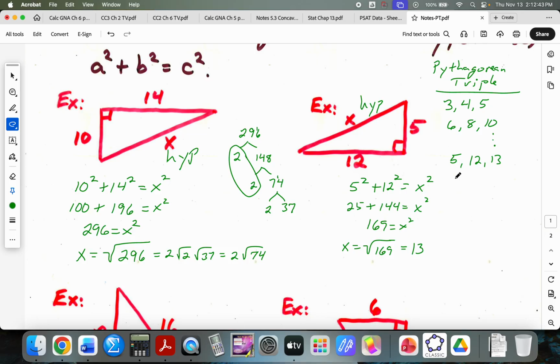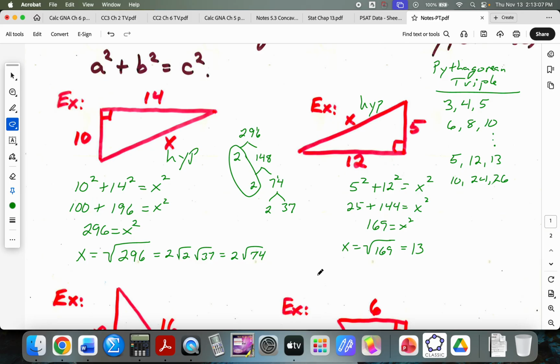And if you double that, 10, 24, 26, you can see that if you were actually doing these numbers real quickly, you don't want to be squaring and having to take the square roots of these kinds of numbers because they're going to be so large. Okay? There are an infinite number of Pythagorean triples.